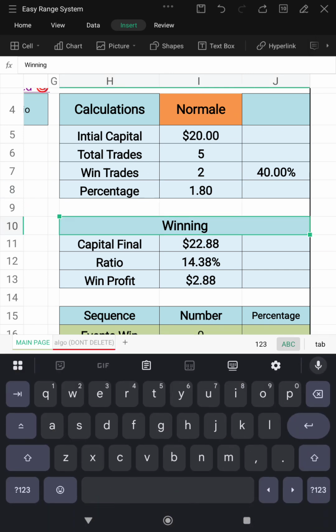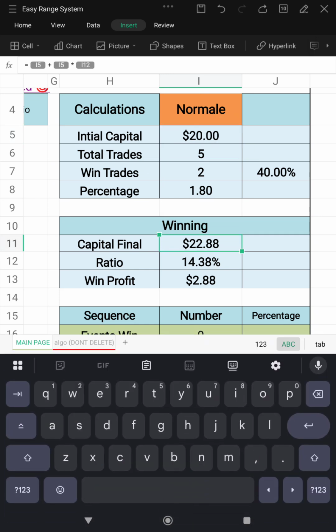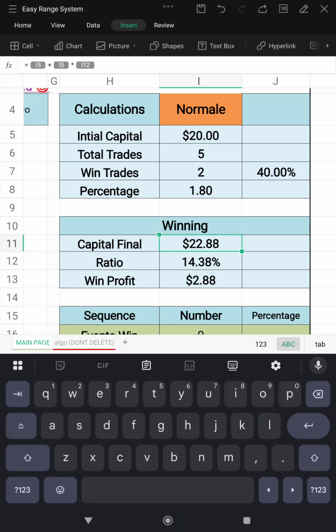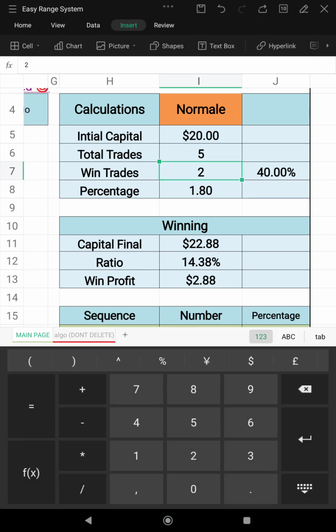So let's come back to this other position. This is the winning result. This is what you're willing to get. This is what you're looking forward to get. So for example, here we put $20. At the end of the session, after getting these 2 trades wins, this is what we want our capital to look like. It will be $22.88. Are we together? $22.88.